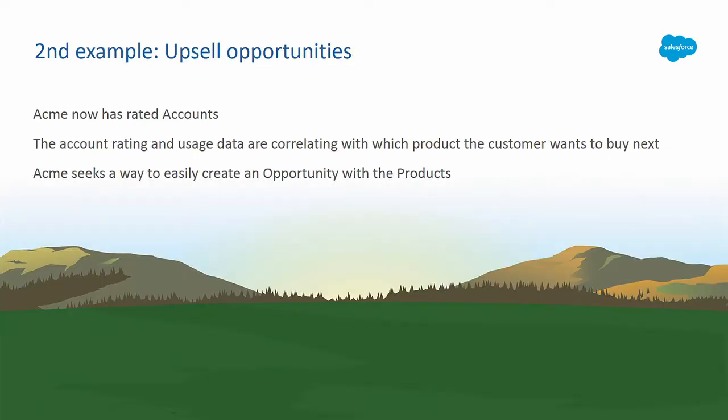So the second example: now that Acme has rated accounts, the account rating and usage data are correlating with which products the customer wants to buy next. In this case, that would be a maintenance and support package we prepared. So Acme now seeks a way to easily create an upsell opportunity with the included products.